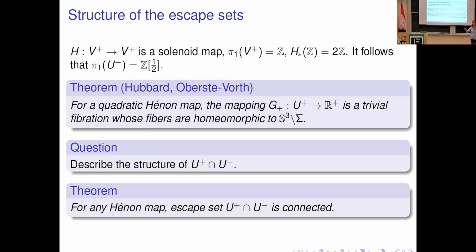Now, U plus is the inductive limit of V plus. So we shouldn't be looking at the map from V plus to V plus. We should be looking in the other direction, in which we're taking pre-images. But still, let's look at V plus to V plus. We have the solenoidal map, and the fundamental group is just Z. And this solenoidal map maps Z to 2Z.